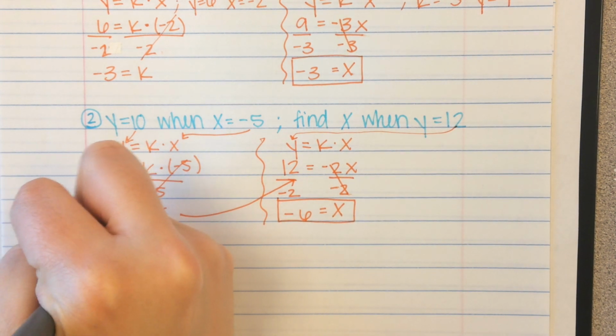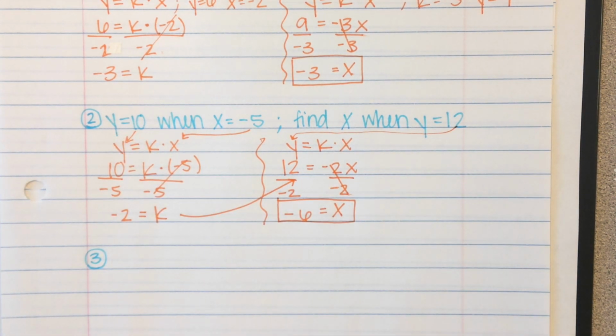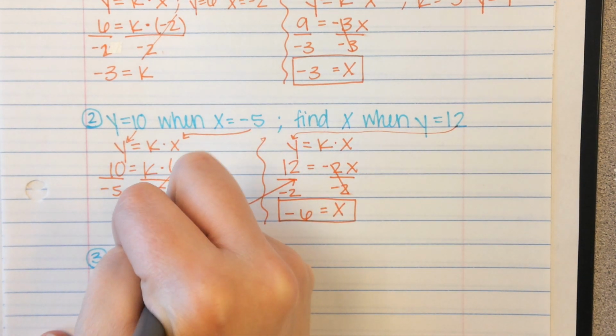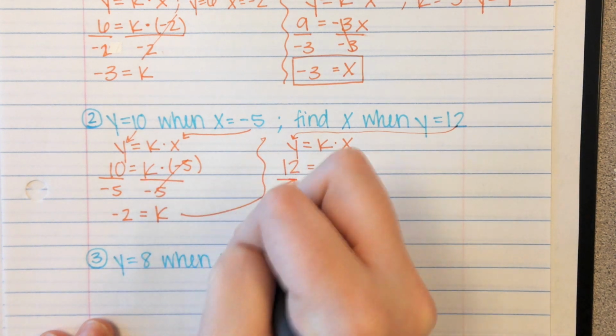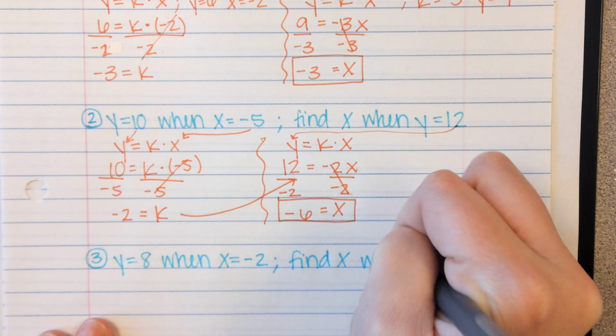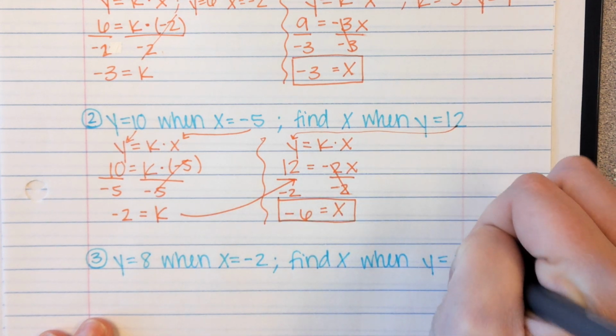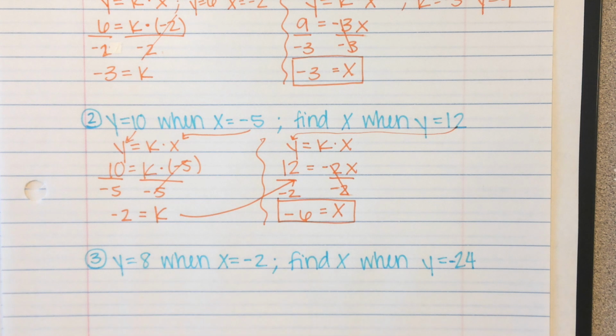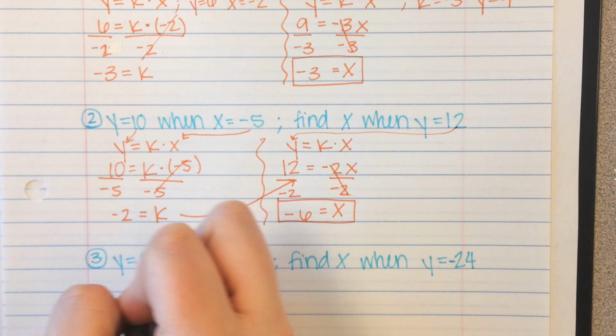Okay, number 3. Suppose y varies directly with x and y equals 8 when x equals -2. And then I want you to find x when y equals -24. Okay? Take just a second, pause the video, use examples 1 and 2 to see what you can do with example number 3.